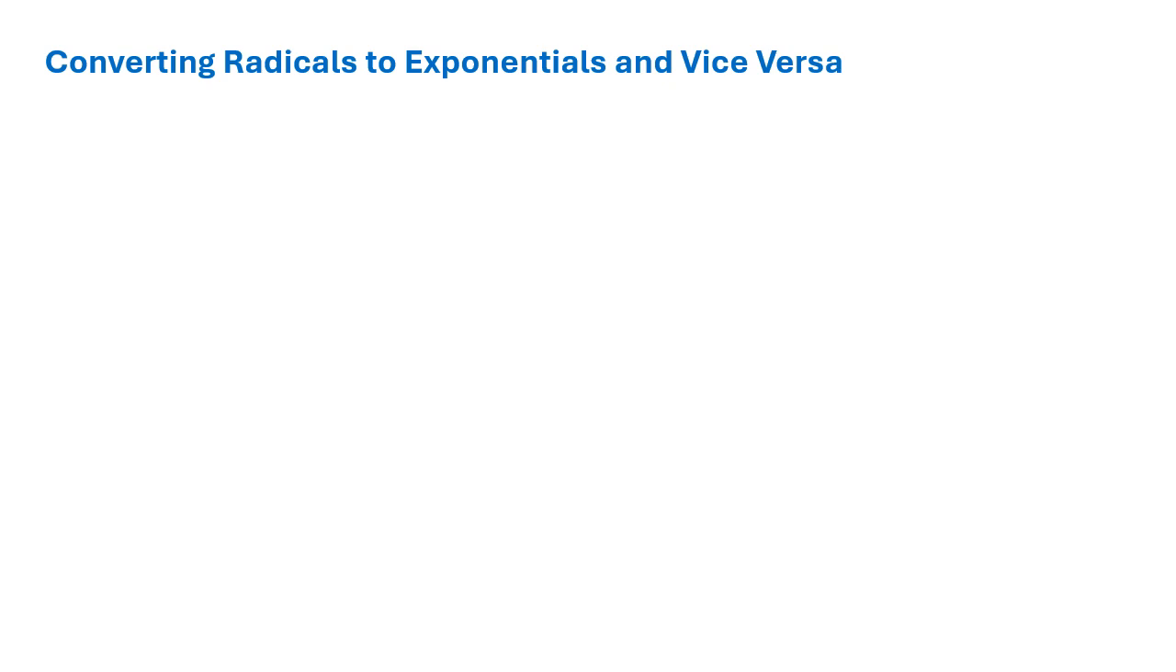In this lesson, I am going to show you how you can convert radicals to exponentials and vice versa. Alright, let's go ahead and get started with the first problem. We would take the first problem here as the square root of x plus 2y all to the fifth power. So let's take that for example.